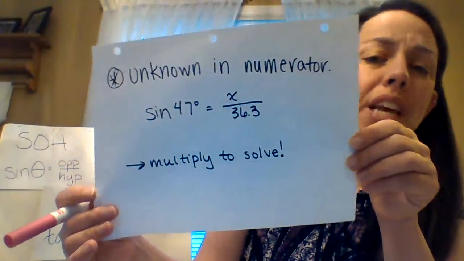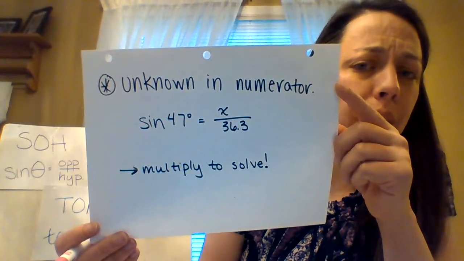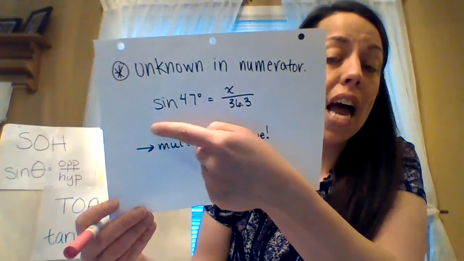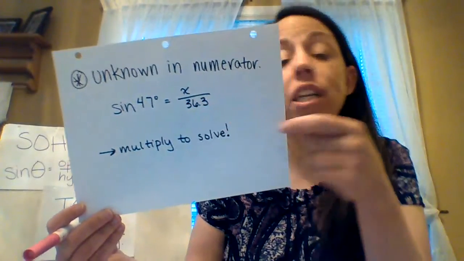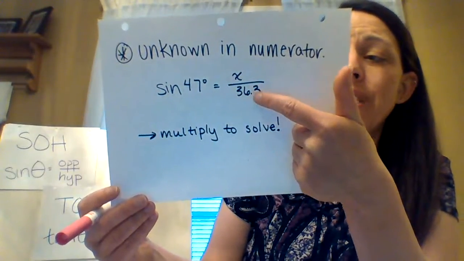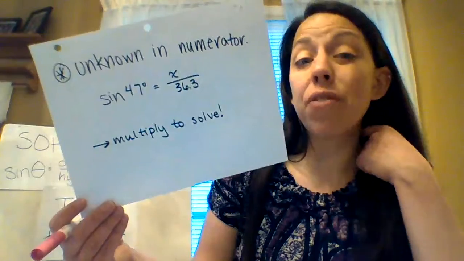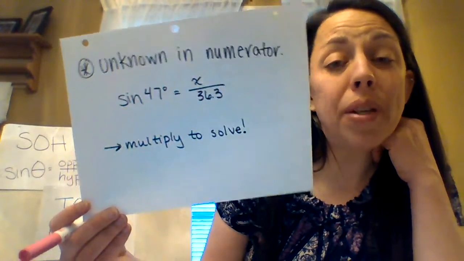If you notice, in those first 3 examples we did, our unknown was always in the numerator, right? We had sine of 47 equals x over 36.3. And by the way, how would you get rid of this 36.3? You would always say multiply, multiply, multiply. If you look at examples 1, 2, and 3, we always multiplied.